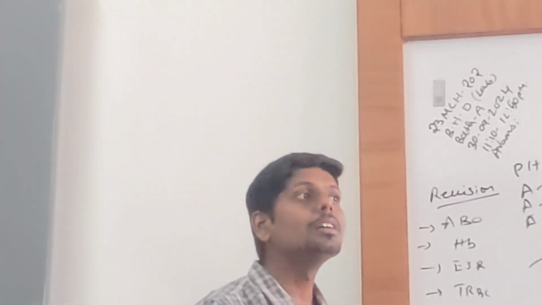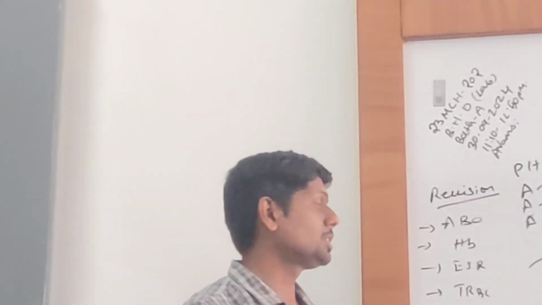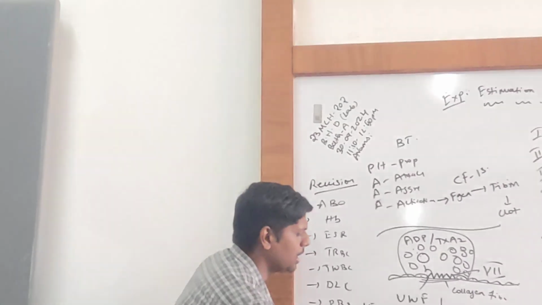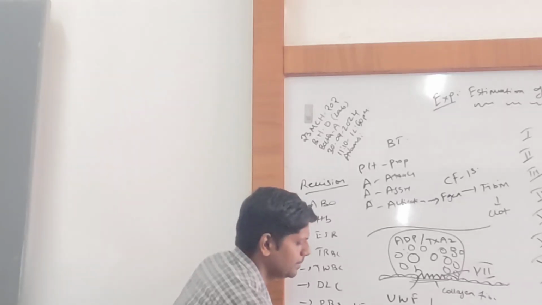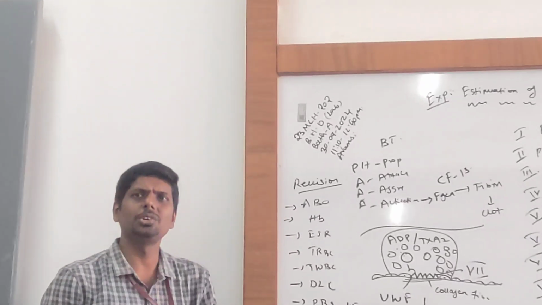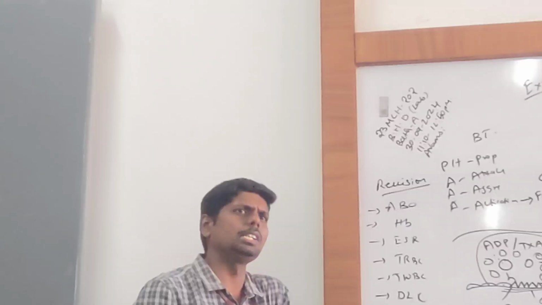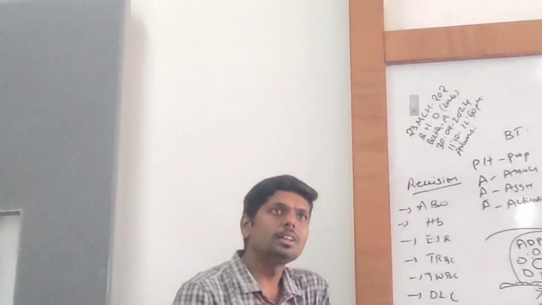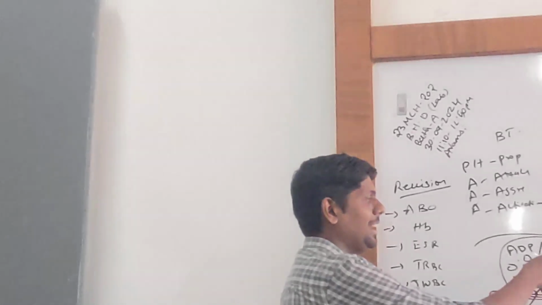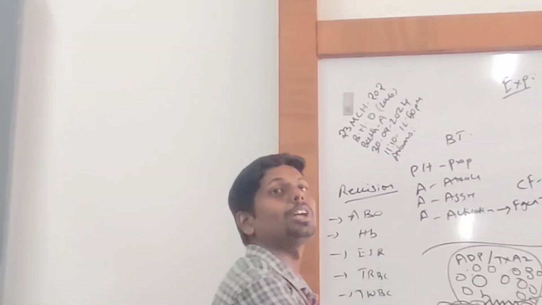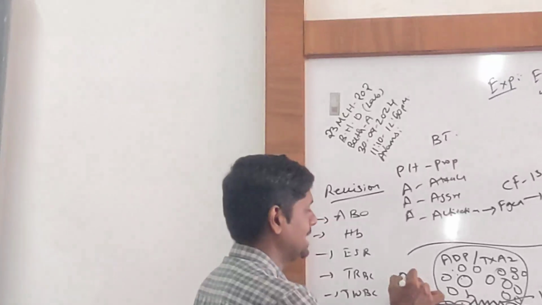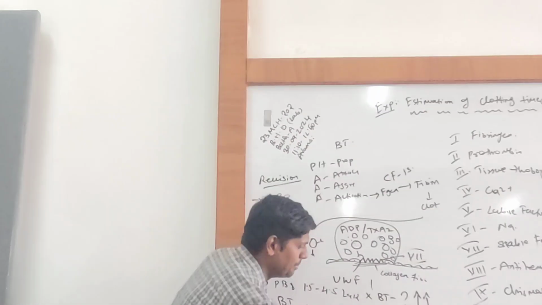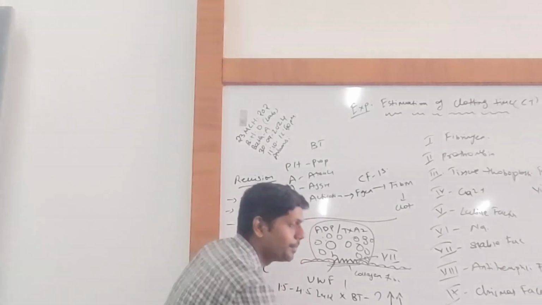Reasons. Bernard-Soulier syndrome. Very good. What is Bernard-Soulier syndrome and Glanzmann's thrombasthenia? What are these two? Do you remember? Yeah, the attachment and aggregation receptors. Receptor deficiency of the platelet. Very good. Platelet receptor deficiency may lead to increased bleeding time.